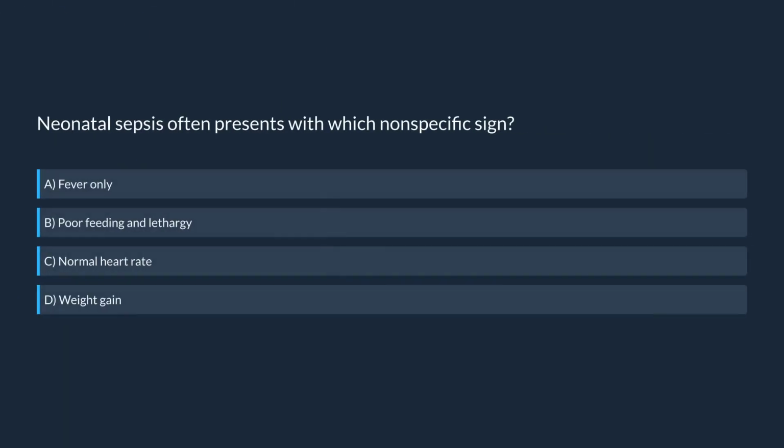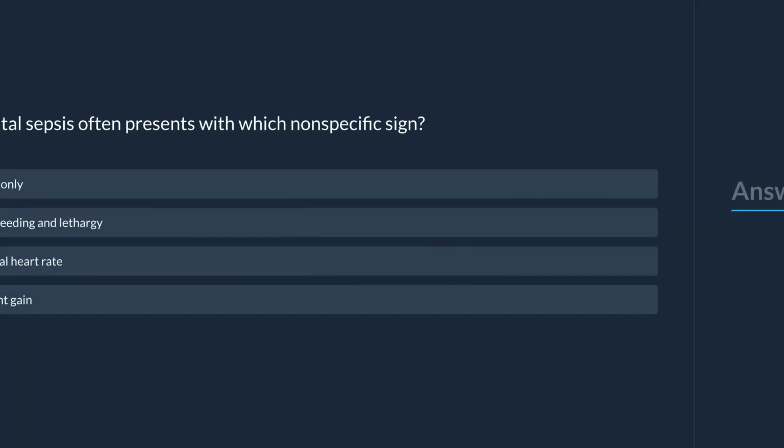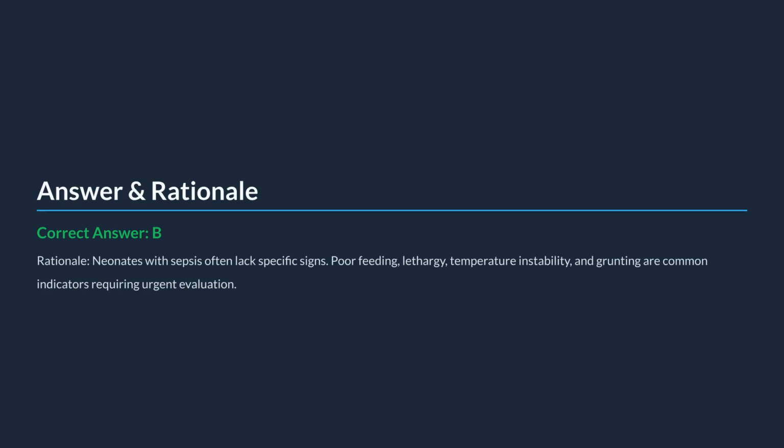Neonatal sepsis often presents with which nonspecific sign? The correct answer is B. Poor feeding and lethargy are nonspecific but common and critical early signs of neonatal sepsis, requiring prompt evaluation.